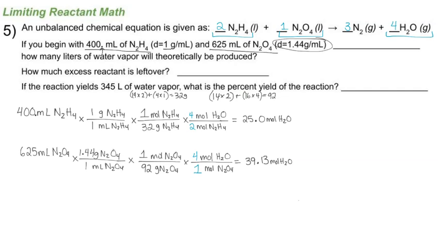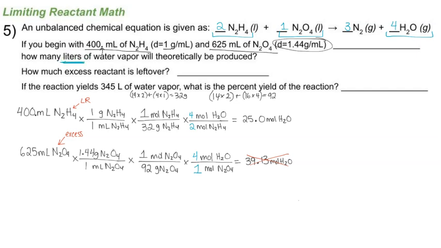And so let's label our limiting and excess reactants. Our limiting reactant is the one that produces less. So the limiting reactant would be N2H4. And then we are going to have an excess of N2O4. This will be available in excess. And so this is not our theoretical yield. Our theoretical yield is the 25.0 moles, but the problem is actually asking us to find the theoretical yield in liters of water vapor, not in moles.